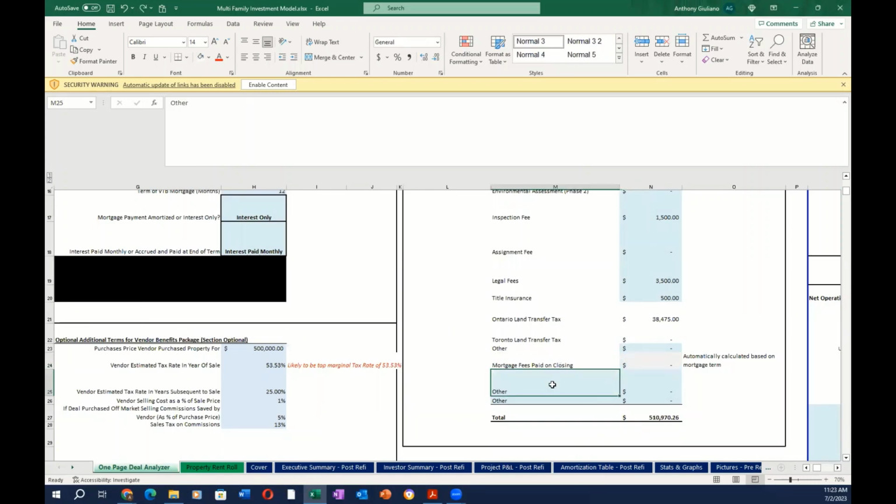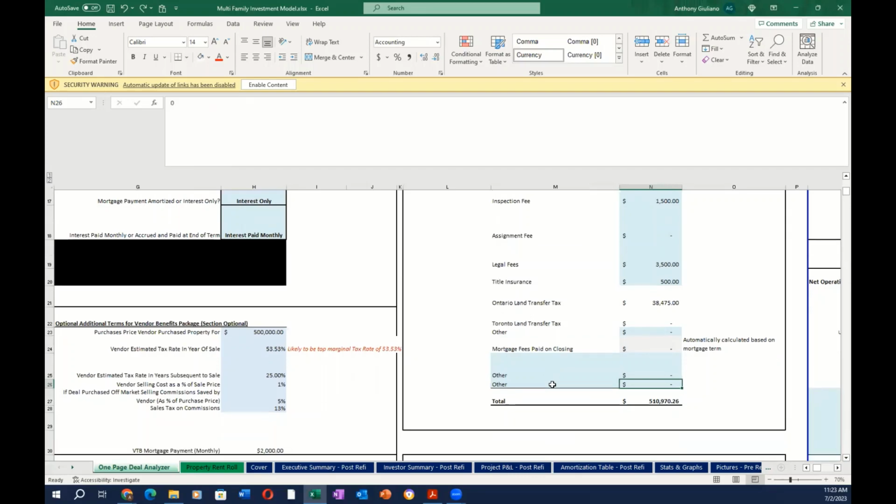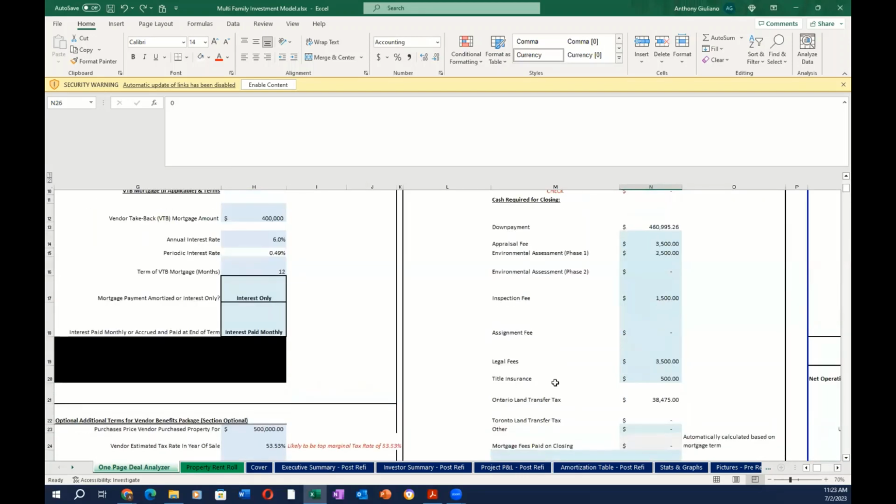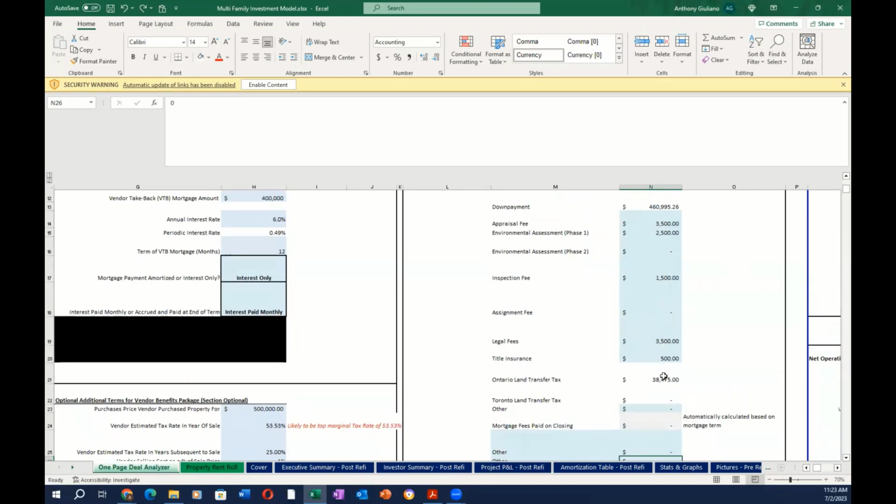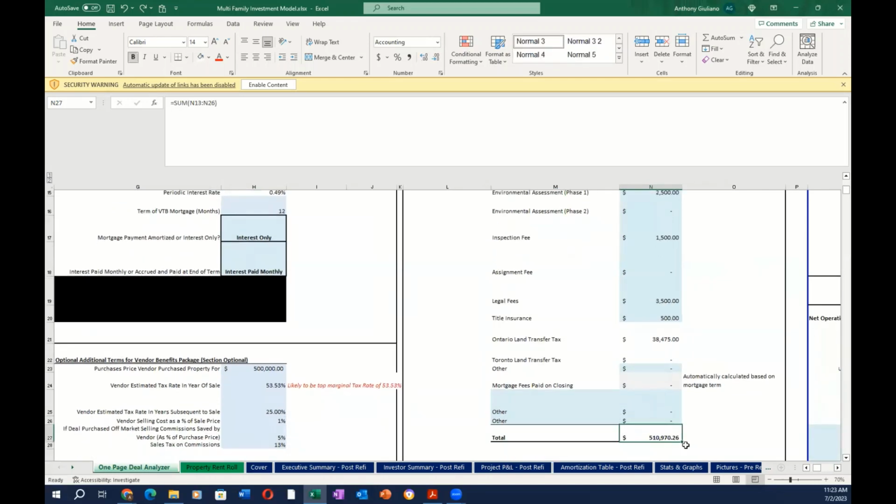And then I've also given some other sections here that might be specific to your deal that you can enter in. So now, after going through all of these fees, I know that I need about $511,000 to close on this deal out of pocket on day one, just to buy the property, and that's not even including costs to renovate the property, hold the property, refinance the property, etc.